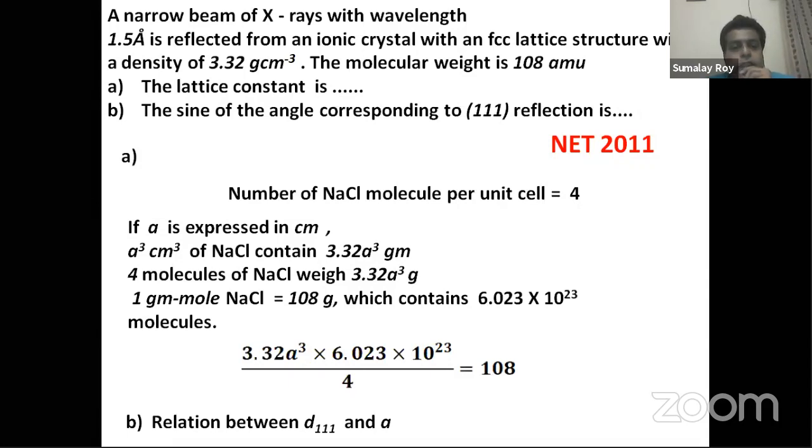And the next part of the problem is B. If we have to find the sine of the angle, we have to find the interplanar spacing d111 of the reflection, and that we can find for the FCC lattice structure. We know it is 1 by square root of h square by a square plus k square by b square plus l square by c square. This formula we also discussed last day. So we can find the relation between d and a. If we know the relation between d and a, we can find d, and then we can use Bragg's law to find the sine of that. It is easy.